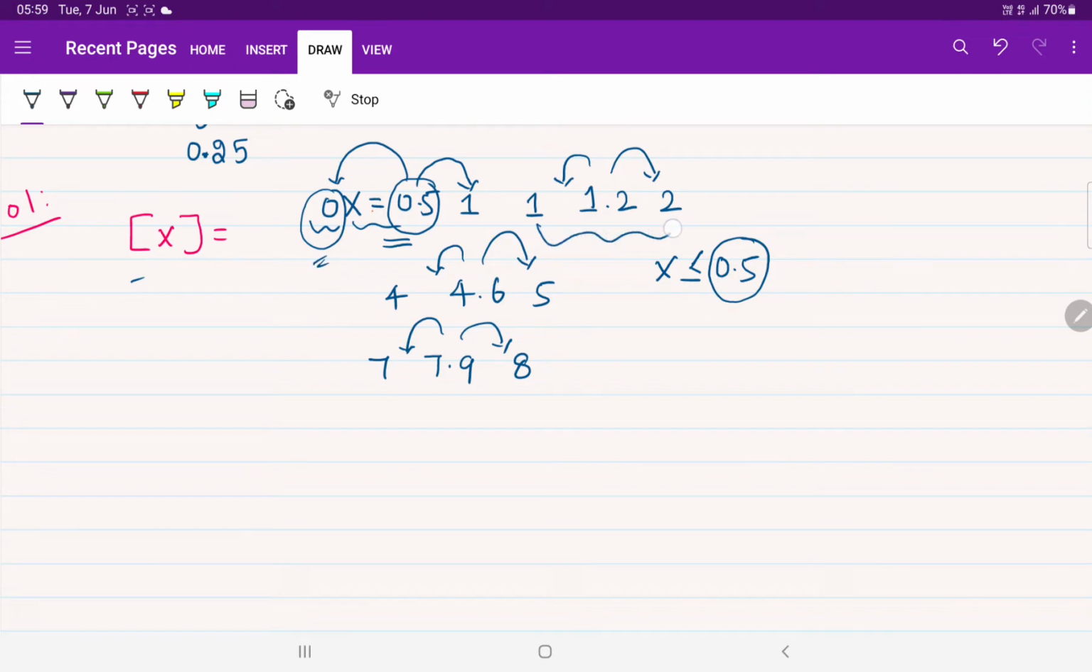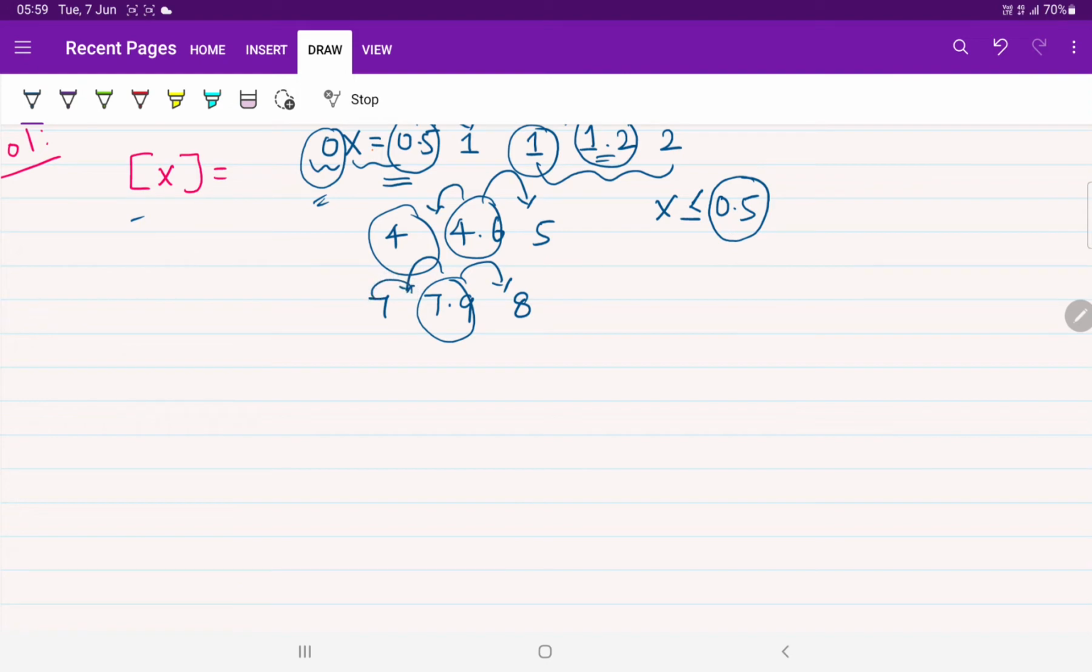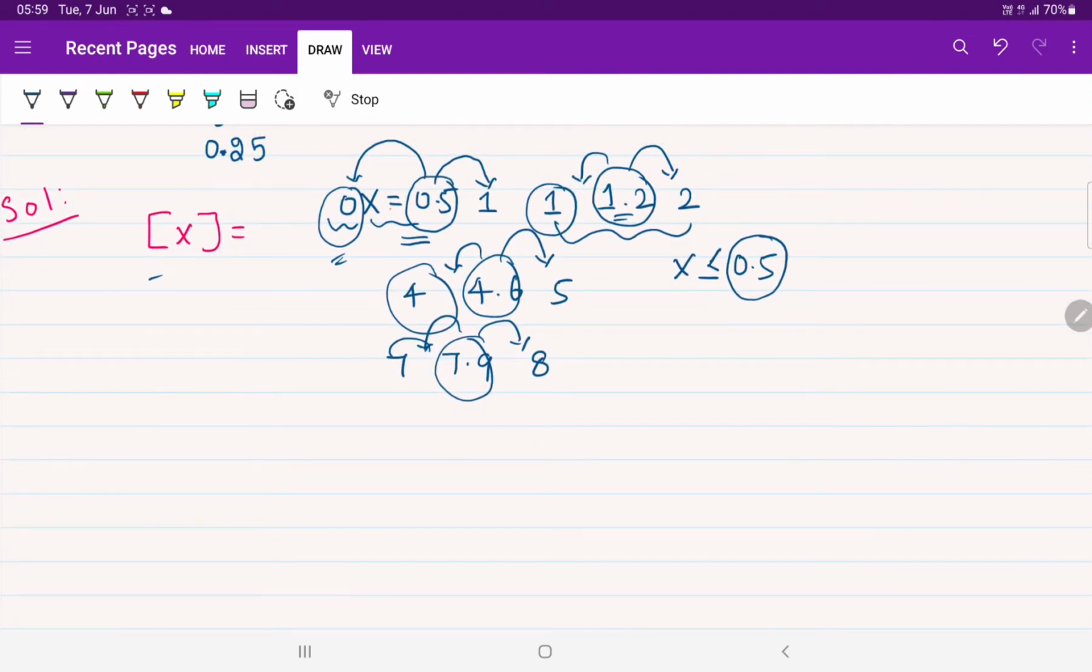Integer value means I cannot take 0.5, but less than 0.5, and the integer is 0. Again, take the second one: 1.2 is the value of x. Now, what is the nearest integer value which must be less than or equal to 1.2? The nearest integer value is 1. Again here, 4.6: the closed interval of x means the nearest integer value less than or equal to it, 4. For 7.8, the nearest integer value is 7. So here, how can I say, the closed interval of x is 0 for this, here it is 1, here it is 4, here it is 7.